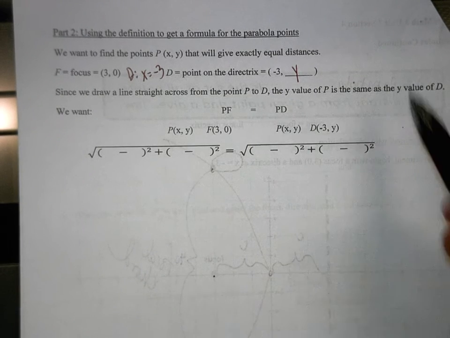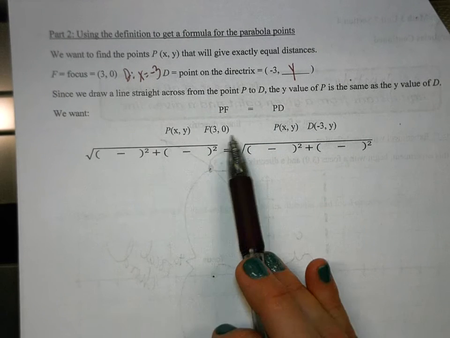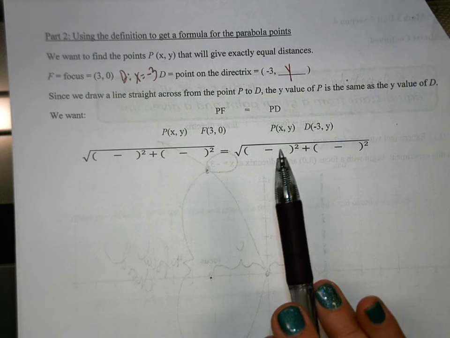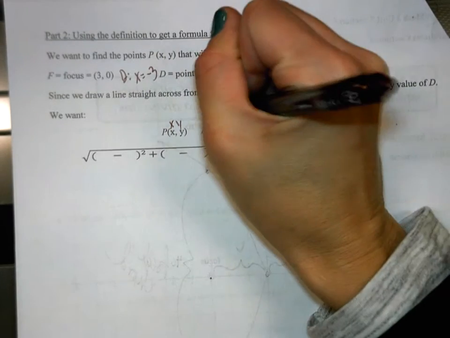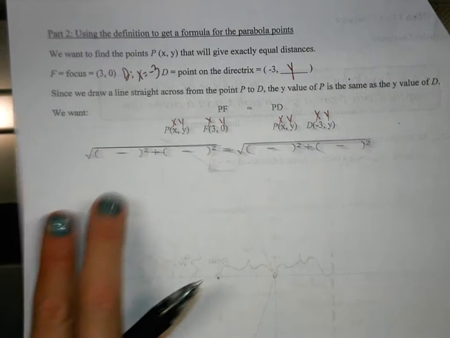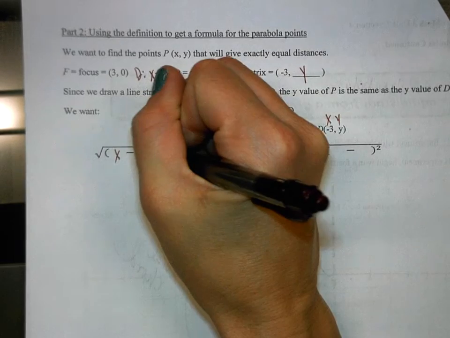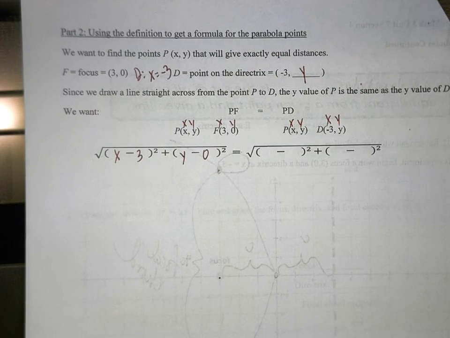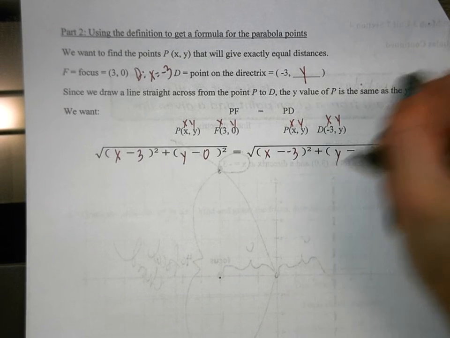All right. So again, we want to put that our point to our focus is the same distance as the point to the directrix. So we're using the point x, y, focus 3, 0, point x, y, directrix x negative 3, y. Okay, so now we're going to use that information, plug it into our distance formula. Again, if you want to label these x, y, x, y, just to make sure you don't mess up. And then in our first parenthesis, we're going to subtract our x's. So we have x minus 3 squared plus y minus 0 squared. Then we have x minus a negative 3 squared and y minus y squared.